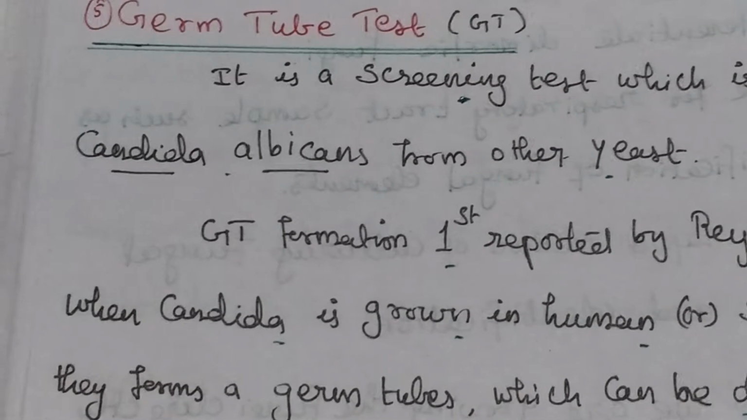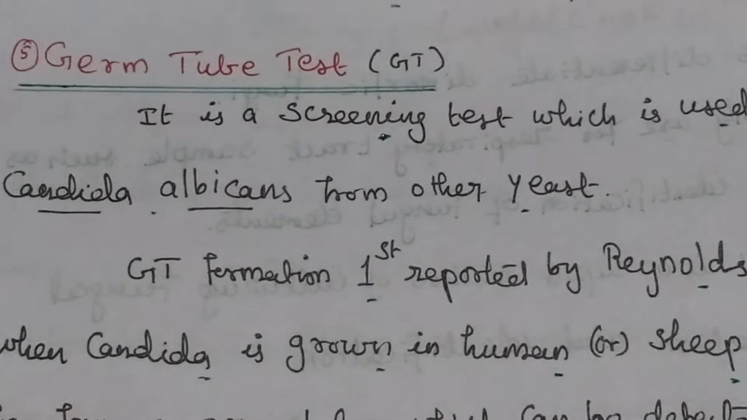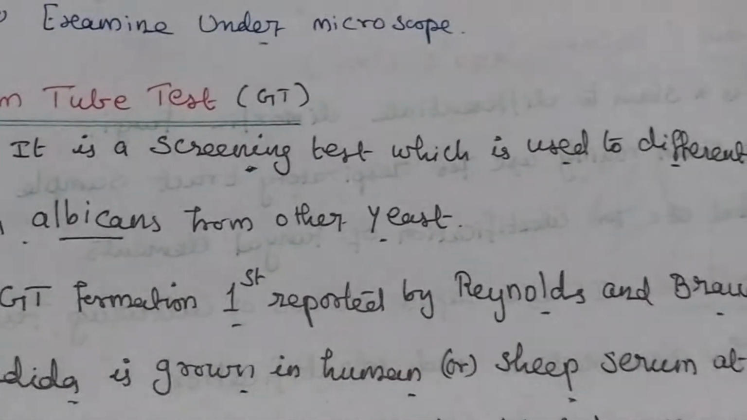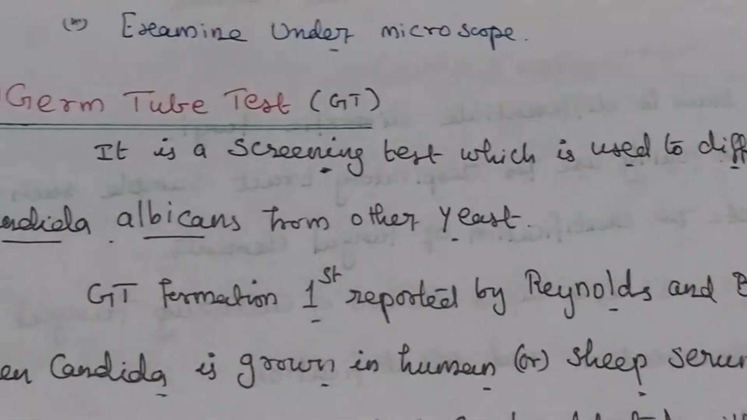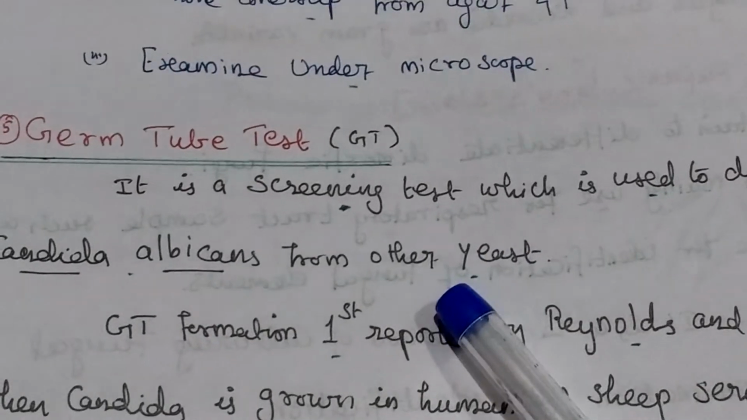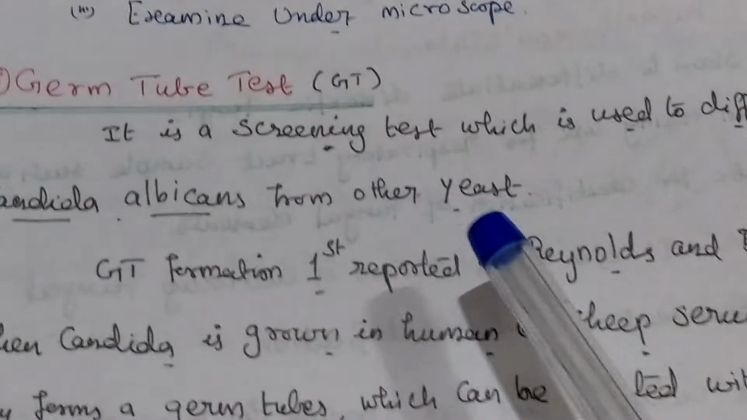We are seeing special staining in histopathology. Third, the germ tube method. This screening test is used to differentiate Candida albicans from other yeast. Why are we using this test? To differentiate Candida albicans from other yeast.